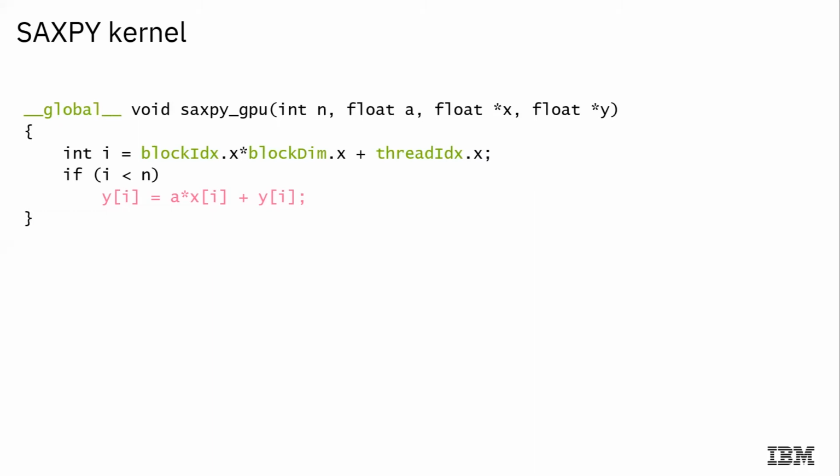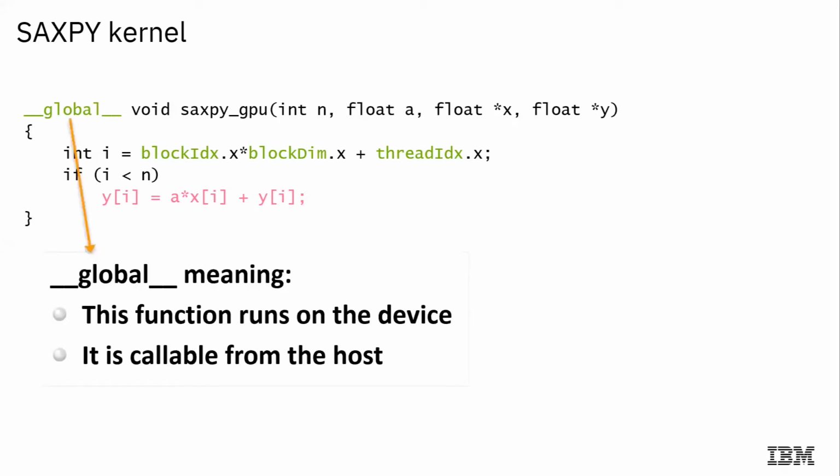So quick example, here we have a traditional SAXPY kernel. The global function is written in CUDA. The global directive means that it's a function that will run on the device, but that can and will be called from the CPU.